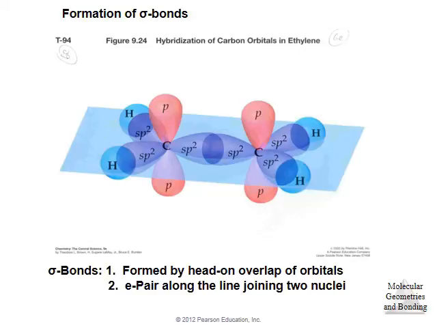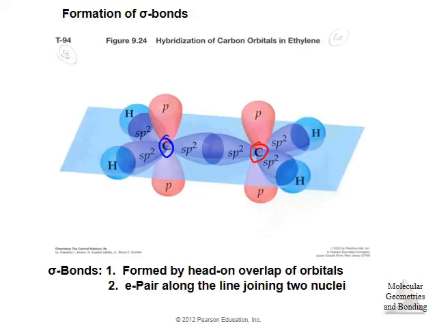On the left-hand side, the central carbon atom has 3 sp2 hybrid orbitals. The right-hand side carbon also has 3 sp2 hybrid orbitals, shown with the label. And those two sp2 hybrid orbitals overlap each other, so it's like they are having a good grip. That overlap forms what is called a sigma bond. So a sigma bond is formed by head-on overlap. An electron pair lies along the line joining the two nuclei.